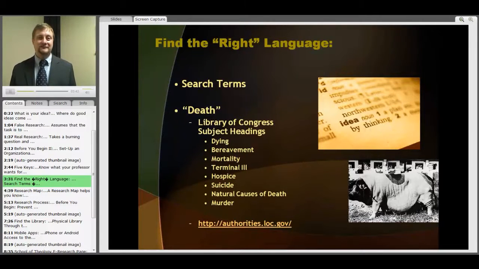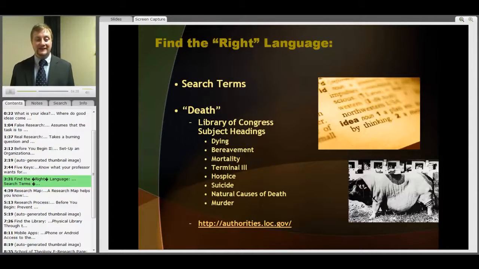It's very important as you're developing your research ideas to find the right language. This will give you the correct search terms to look for information on your topic in the library databases. For example, if your idea is to look for materials on death, there are all kinds of words that may describe better what you are looking for, such as dying, bereavement, mortality, terminal illness, hospice, suicide, natural causes of death, murder. All of these will help you find different sources of information.